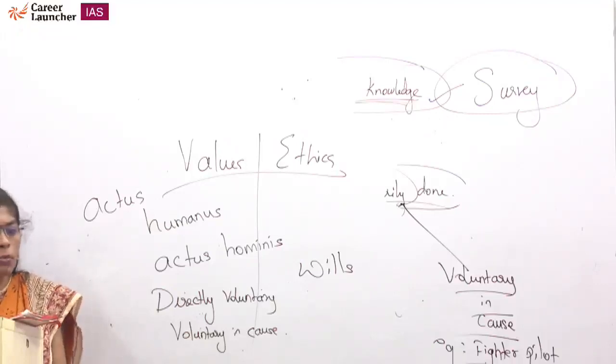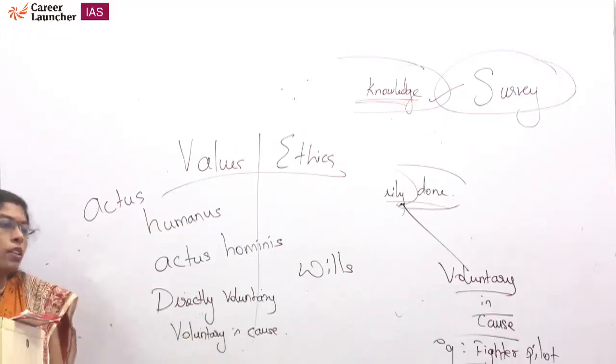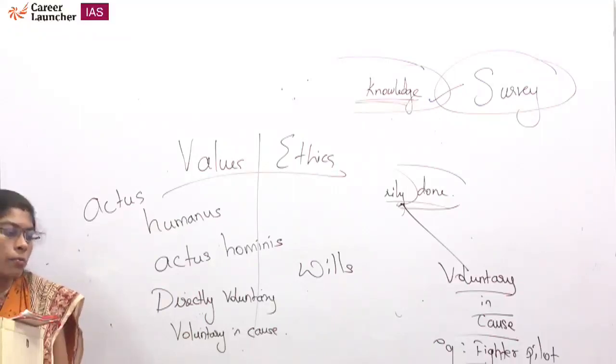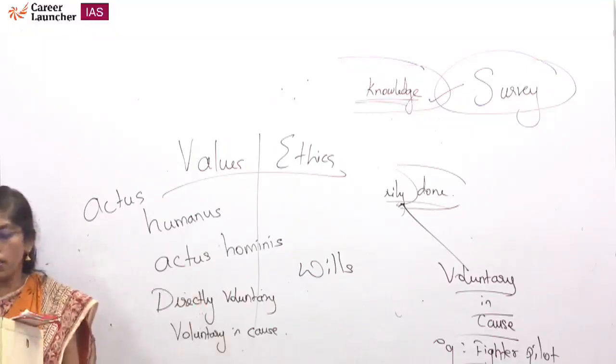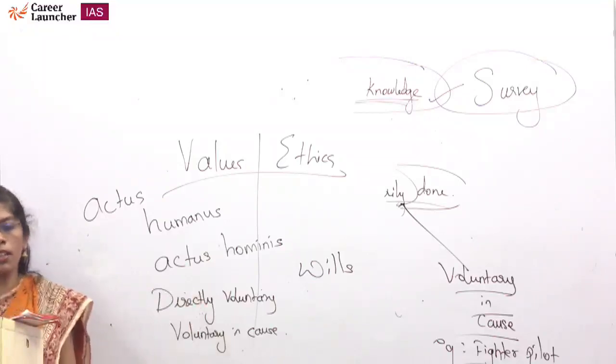For that you can give an example, otherwise you will forget over the period. You can write a fighter pilot dropping a bomb over an enemy military camp or military area. In that, innocent civilians will get killed. You can just draw a diagram if you want, then you will remember it. Just note that example down. Underline that last line.